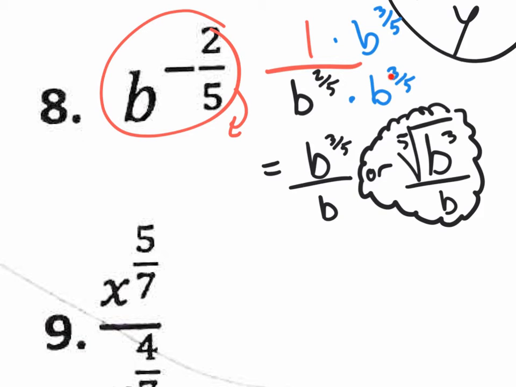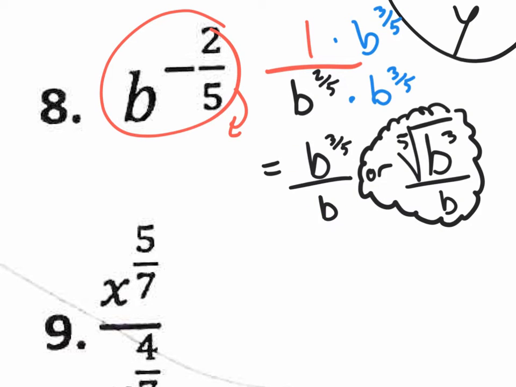3/5, because 2/5 plus 3/5 would give you 5/5, which changes just to b, right? B to the 5/5 is just b to the 1, which is just b. Now when you multiply it on the bottom, you also have to multiply it on the top. So up on top you get b to the 3/5. So your final answer in exponential form is b to the 3/5 over b.